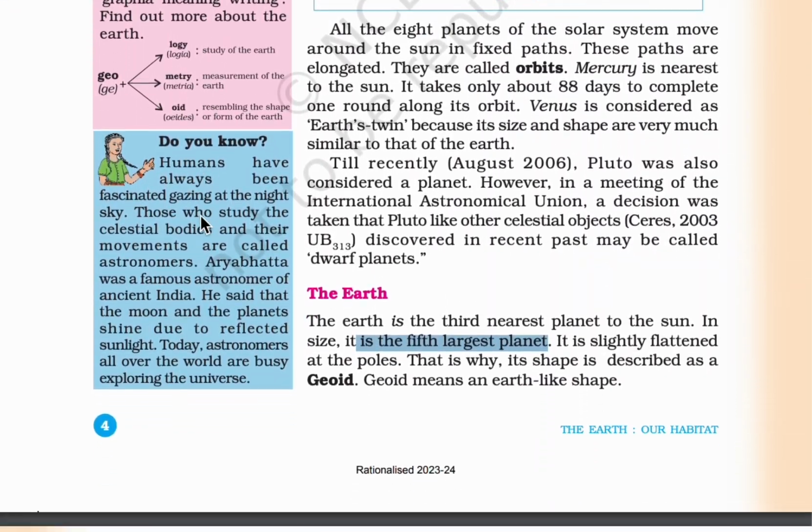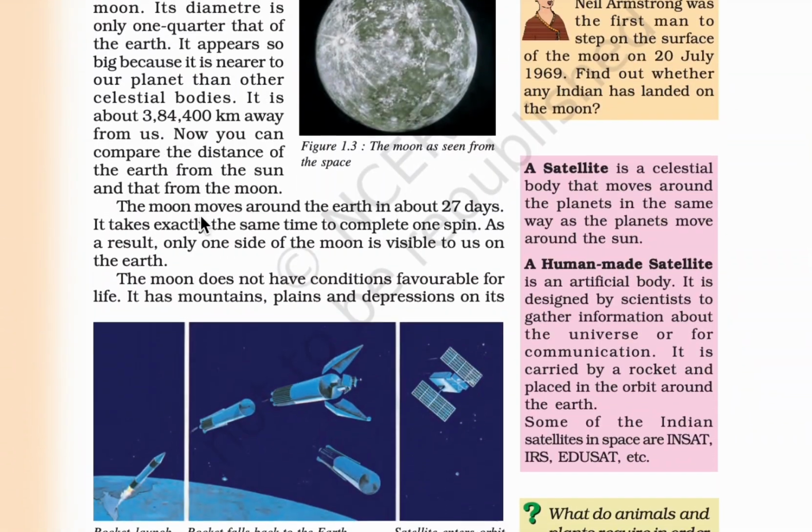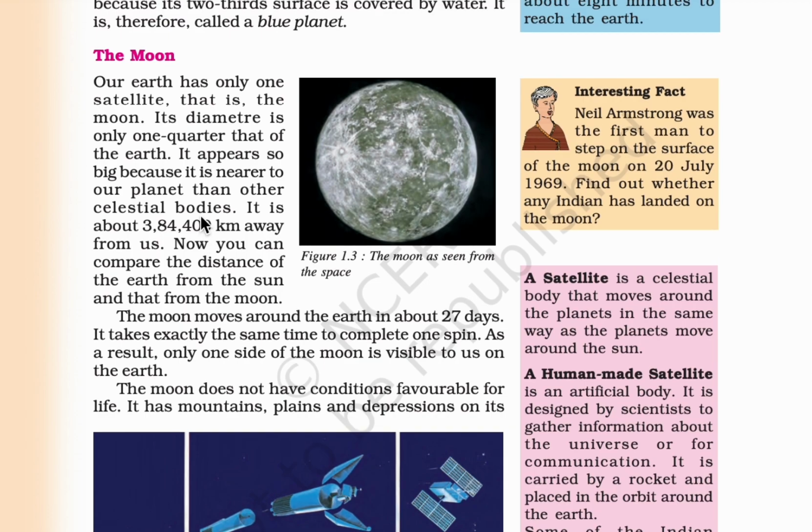And the next topic is the moon. The moon is the only natural satellite of the earth. It is about 3,84,400 kilometers away from the earth. The moon revolves around the earth in 27 days.